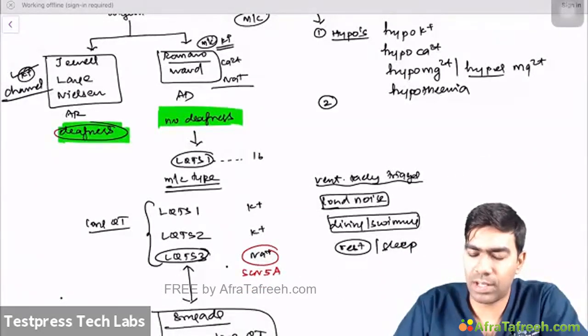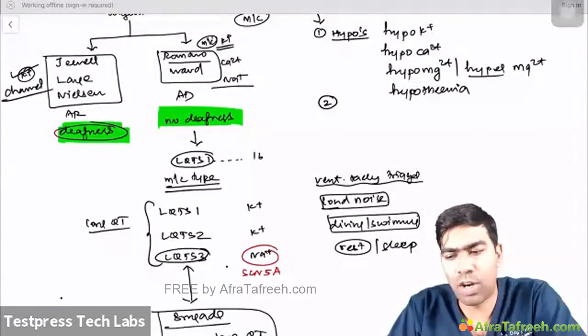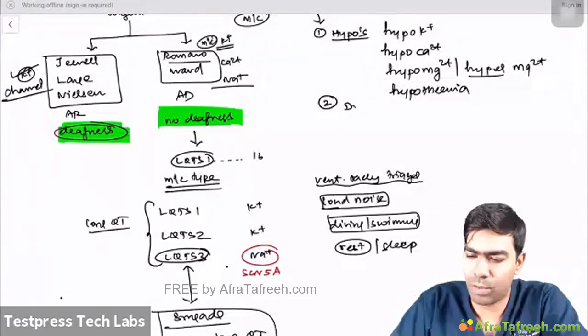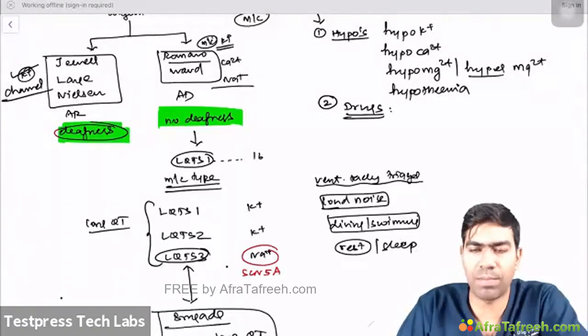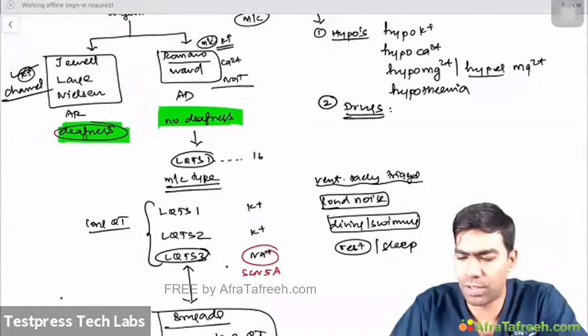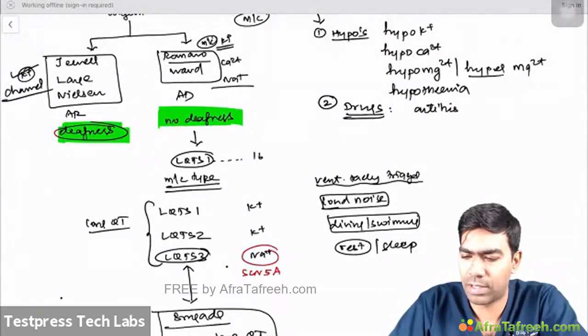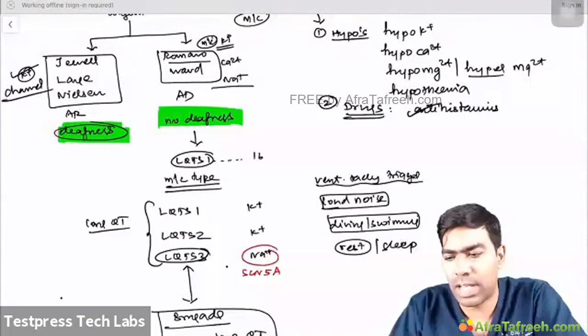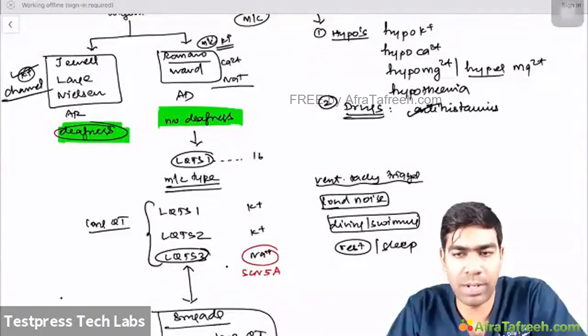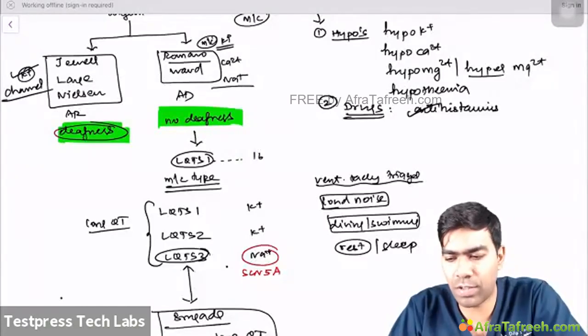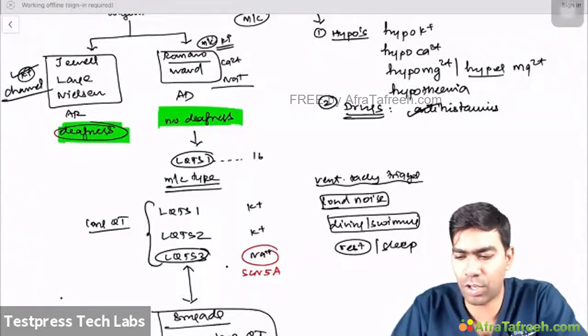And apart from these hypos, there are a lot of other causes that can produce long QT. More importantly, the drugs. The drugs are very, very important that can cause long QT. Many, many drugs can produce it, right from your antihistaminics. Clear? Antihistaminics can produce long QT. That is the reason why your drug terfenadine, not terbinafine, terfenadine, has been banned from the market. That's an antihistaminic that is not used. Now we use fexofenadine, but we don't use terfenadine. That's because of sudden cardiac death due to long QT.